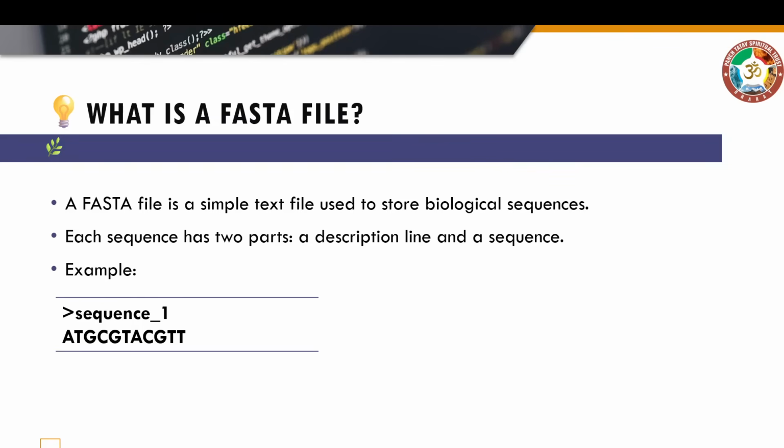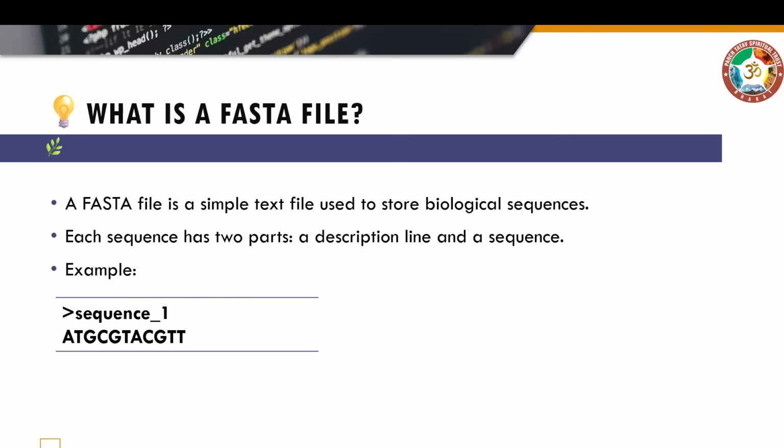Just like I told you, sequences come in the form of files, and a FASTA file is one of them. Now what is a FASTA file? A FASTA file is normally a simple text file which is used to store biological sequences like a DNA sequence, RNA sequence or protein sequence. Here you can see one example. This is how usually a sequence is stored inside a FASTA file. As you can see, this is very simple and it is human readable also.